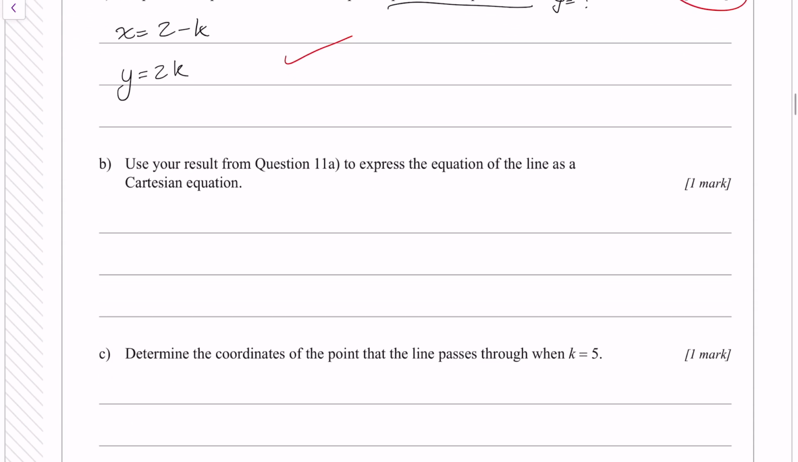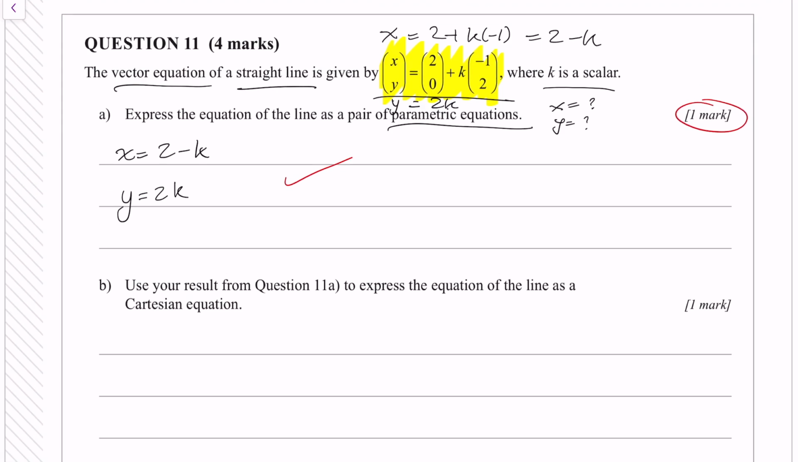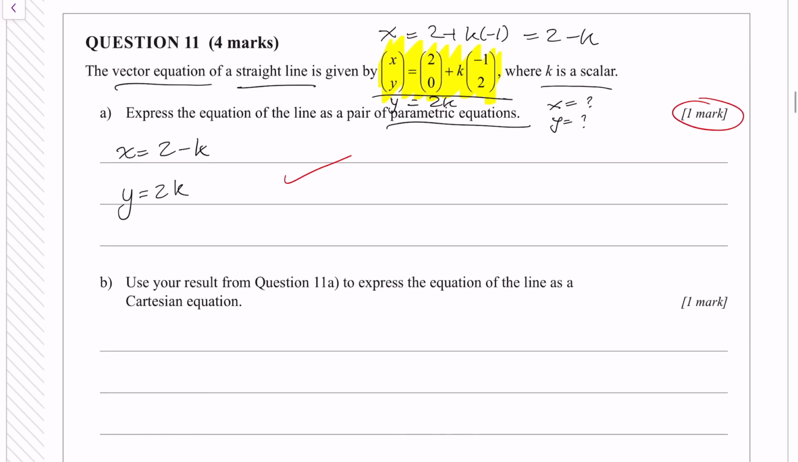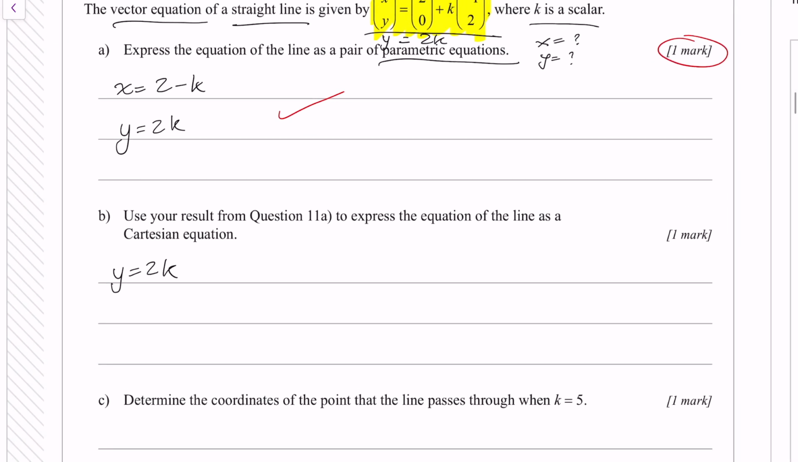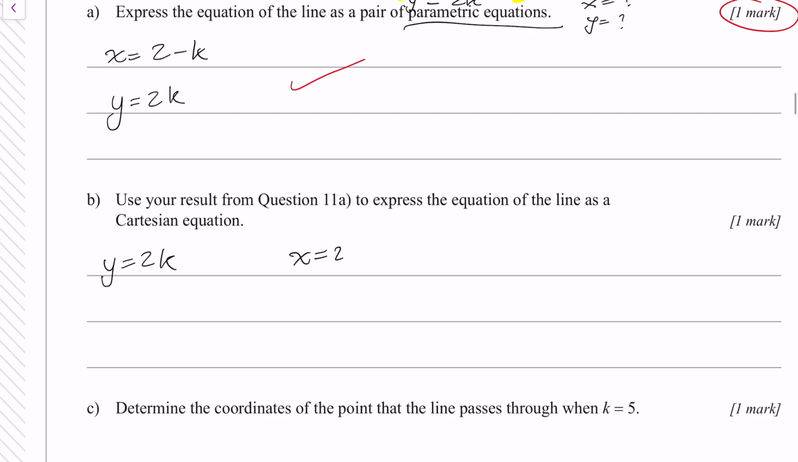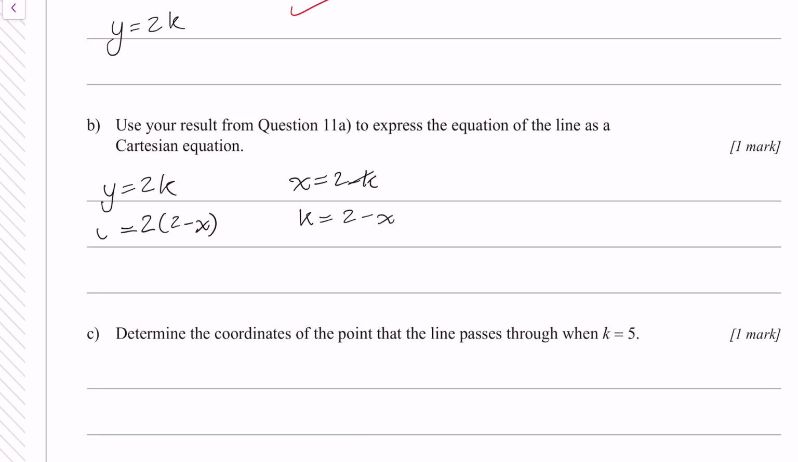Okay, now we have to use our result from question 11a to express the equation of the line as a Cartesian equation. Okay, so pretty simple. We know that y is equal to 2k. So if we just find out what k is from our x equals 2 minus k equation, we add k to both sides to cancel the negative k out here, and then minus x on both sides, we have 2 minus x equals k, and then we substitute that in, okay, and that will basically be our equation, okay? So you can leave it as that.